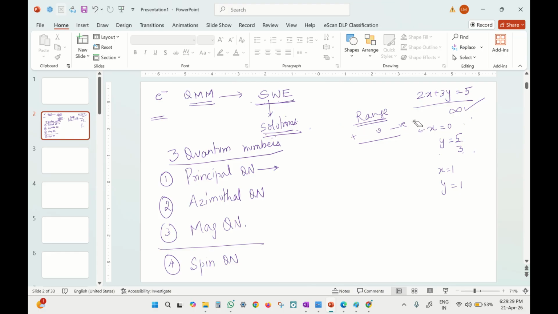Likewise, the principal quantum number values also have a range. What is that? It can be 1, 2, 3, and so on. Any natural number. The principal quantum number values will be any natural numbers. It is usually represented with the symbol N.